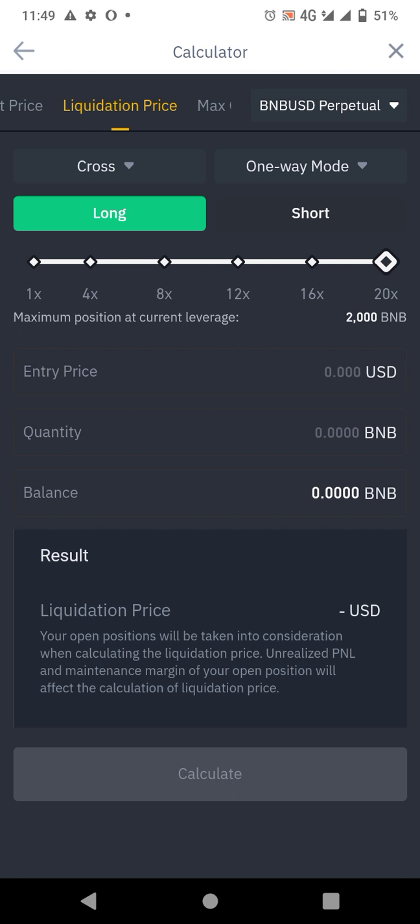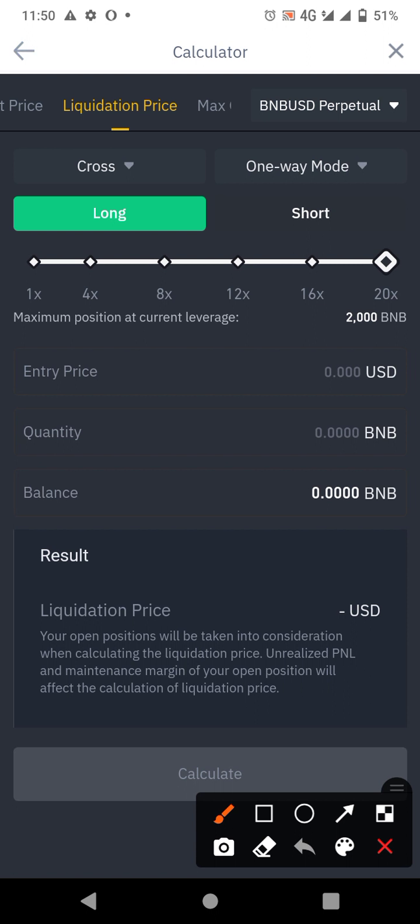So that means BNB is at $647 now. If I buy long, I predicted that BNB will rise, and BNB now falls to $600. This liquidation price, there's always a liquidation price for every trade you open. Are you getting me? And one thing you must know is that the higher your trade, the higher your liquidation price.